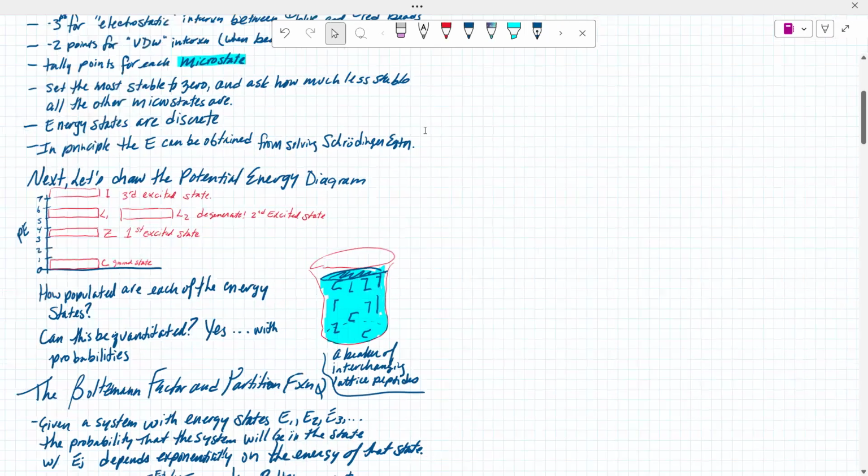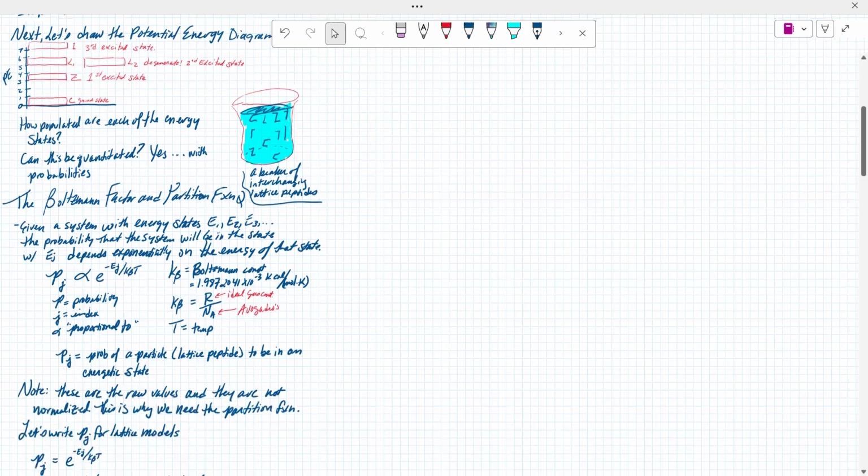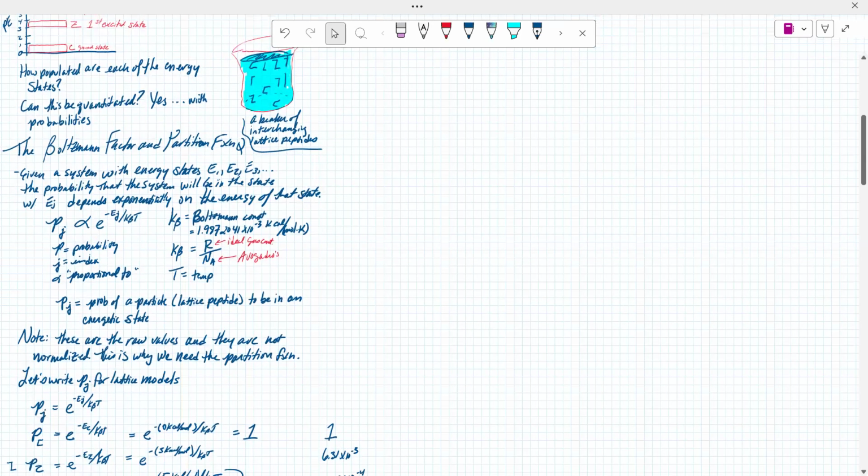So what we did next is we drew the potential energy diagram, and we noticed that L1 and L2 are degenerate. And we asked questions about how populated each of the states are when you consider, for example, an ensemble of interchanging conformations. And so we saw that we couldn't just simply do regular statistics by saying, okay, there are 5 substates, so it should be 1/5 in each, right? That's not actually true.